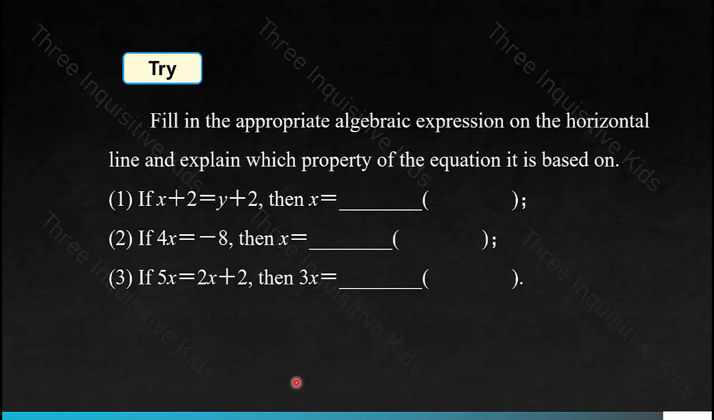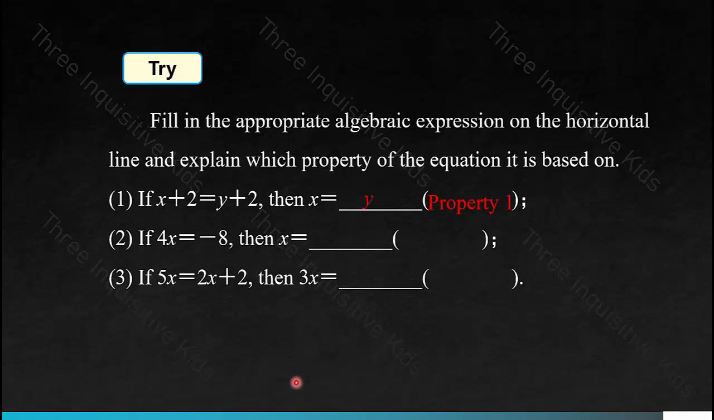If x plus 2 is equal to y plus 2, then x is equal to blank. Well, since both sides have plus 2 and it's equal, it means x is equal to y. And this is using property 1, which is adding and subtracting the same formula from both sides of the equation will result in still an equation.